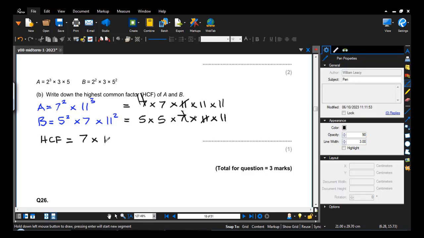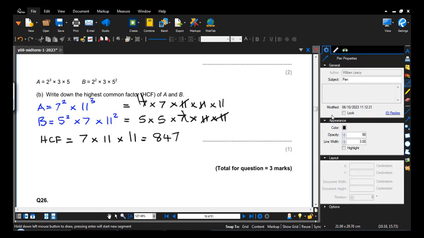And then what else do we have on the bottom? We have an 11 on the bottom here. Do we have an 11 on the top? Yes. So we can use them. They're common. Done. Times 11. And that's it. 7 11s is 77, so 770, you should get 847 when you do that. So the highest common factor is 847.